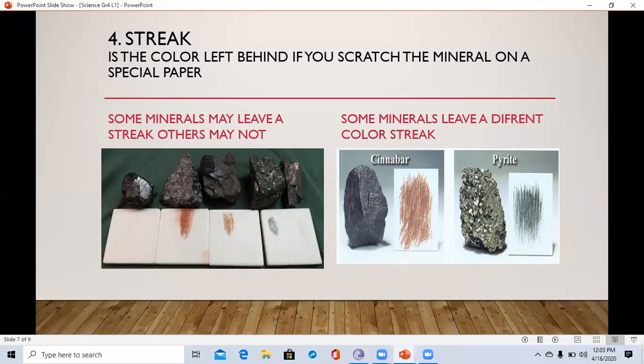Streak is the color that is left behind when you scratch a mineral on a special piece of paper. Some minerals leave a streak that others may not, and this depends on how hard a mineral is. And also the color that is left behind may be different from the color of the mineral itself. So this is the breaking down of the mineral, and then it leaves behind the color of the mineral. If we look at the cinnabar, we know that cinnabar can leave a brownish color behind while it is a gray color. Well, pyrite is a metal-looking mineral, and it leaves the same color behind as it is on the mineral itself.